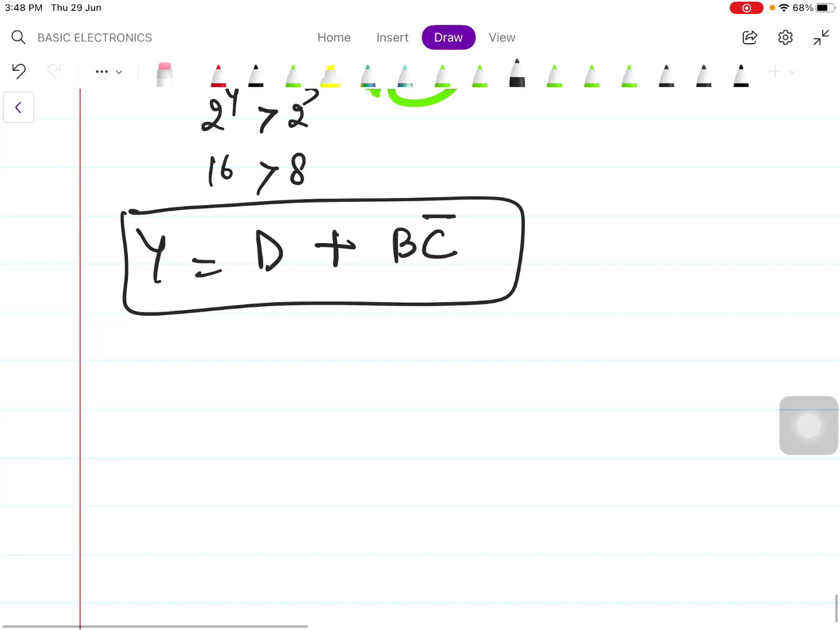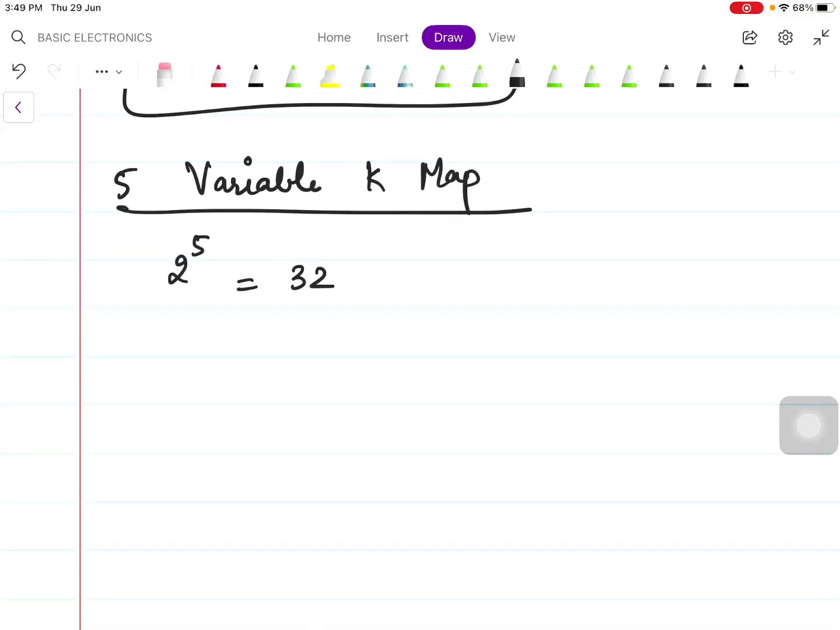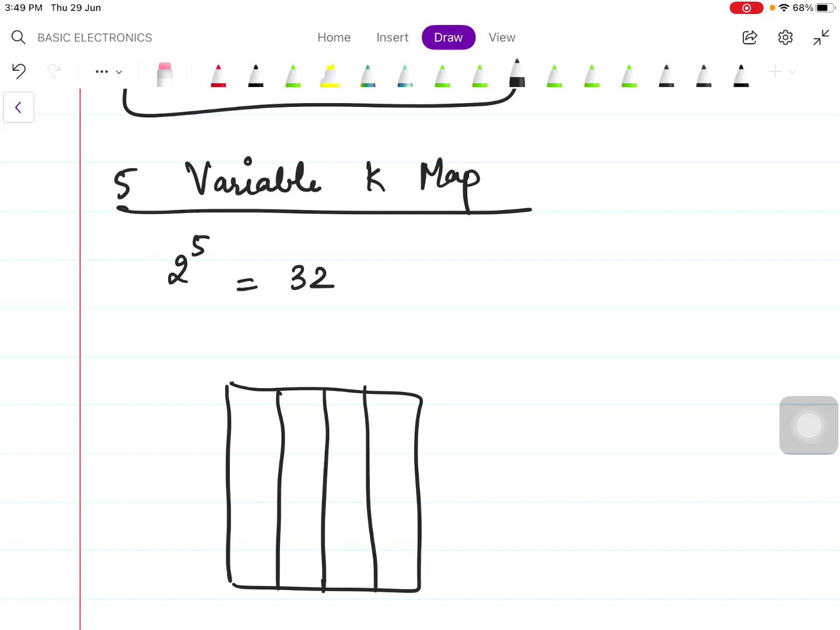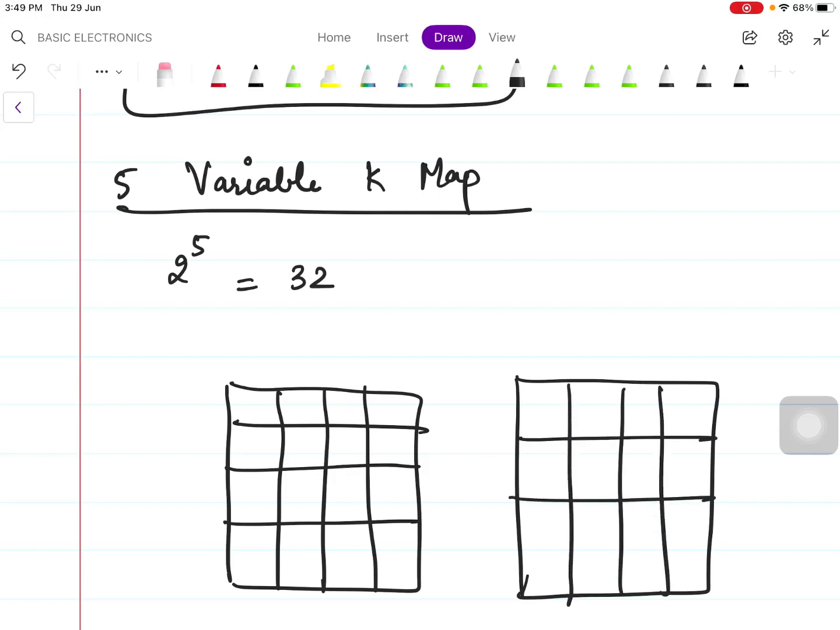Now let us move on to the 5 variable K-map. For the 5 variable K-map, first of all, let us see the structure. We will be having 32 blocks. So how will 32 blocks be made in the K-map? We have to make two 4 variable K-maps adjacent to each other. And as we know, each 4 variable K-map consists of 16 blocks, so it will be a total of 32.